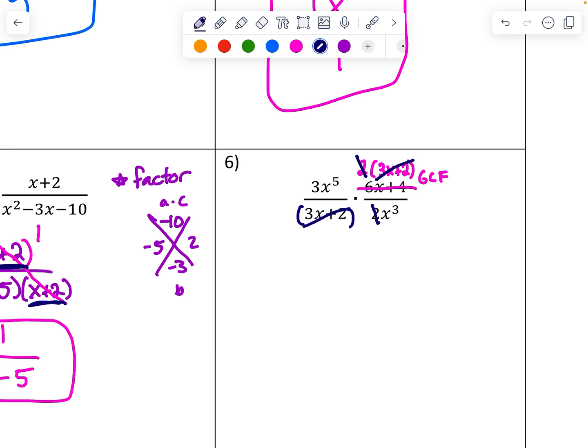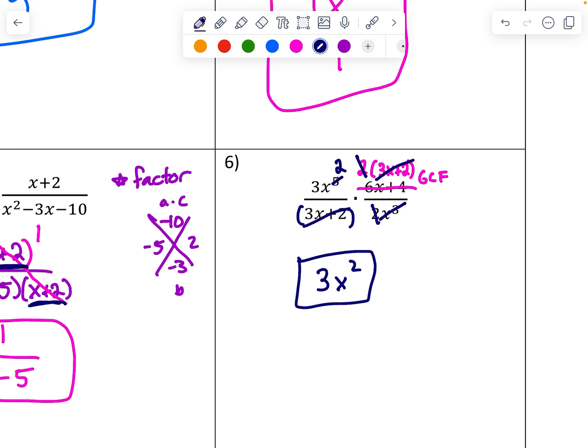And then with the x's, I see an x to the 3 and an x to the 5. So 5 minus 3 equals 2. And I think that's all we can do. On the top, we're left with a 3 and an x squared. Everything else canceled, so that is all we are left with. So simplifying diagonally is also a tactic you can take.